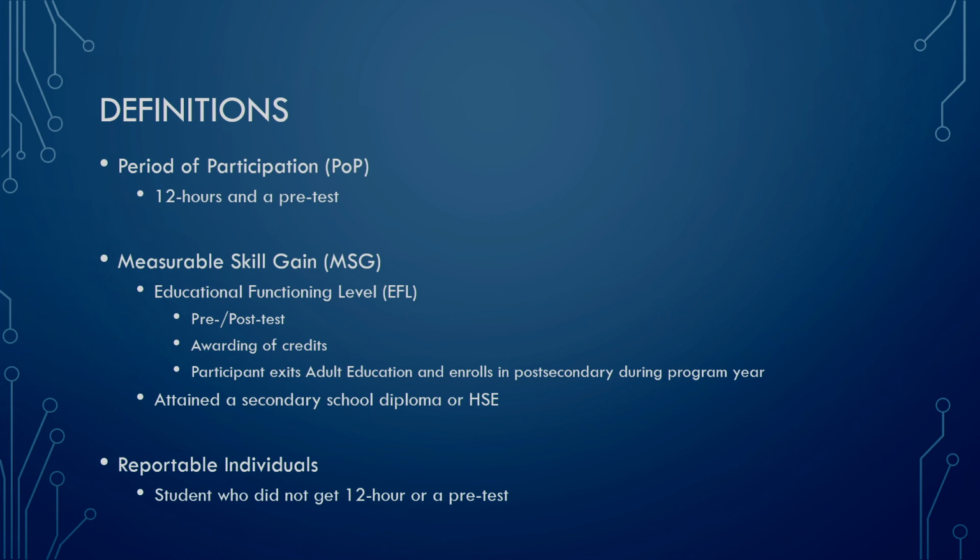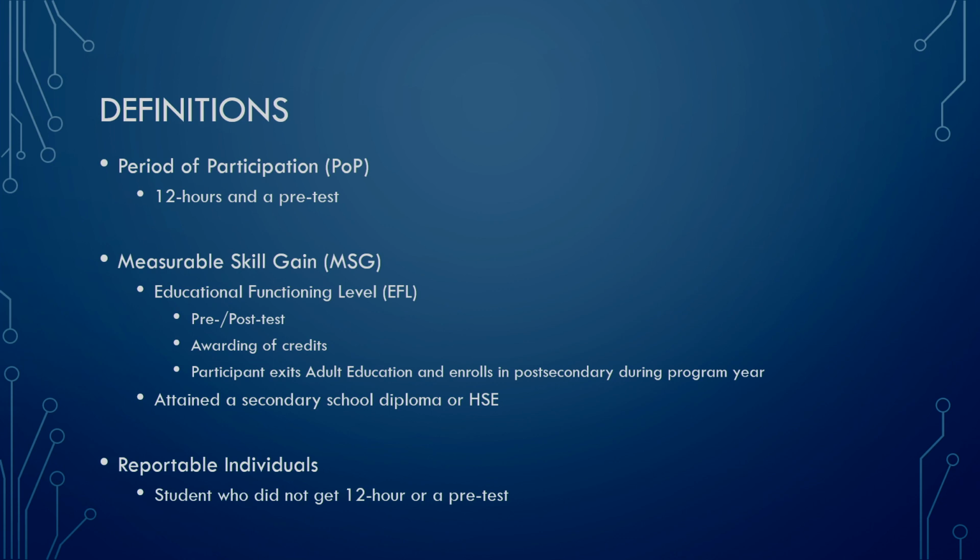A period of participation can last more than 1 year. So a student can go, say, 3 or 4 years in one program continuously and keep one period of participation. As they go from year to year, there doesn't need to be 12 hours and a pretest every year. That period of participation stays open as long as the student stays active from year to year.